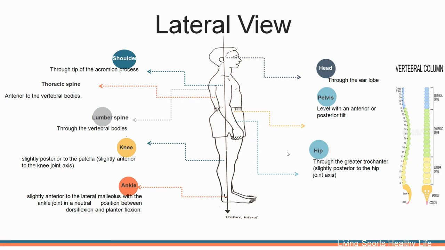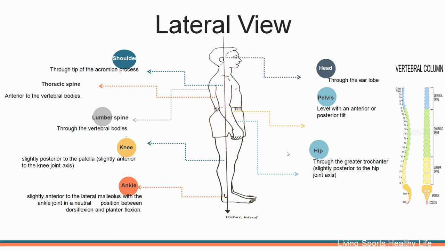At the shoulder, it passes through the tip of the acromion process. Thoracic spine: it passes anterior to the vertebral bodies. Lumbar spine: it passes through the vertebral bodies. Pelvis: it passes level, with no anterior or posterior tilt. Hip: through the greater trochanter, slightly posterior to the hip joint axis.